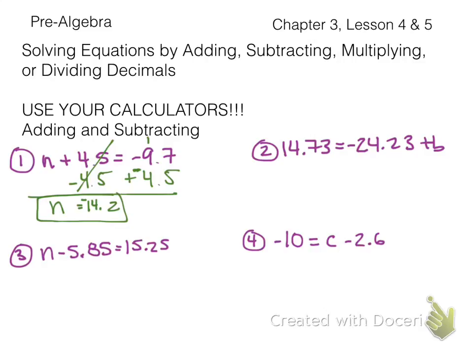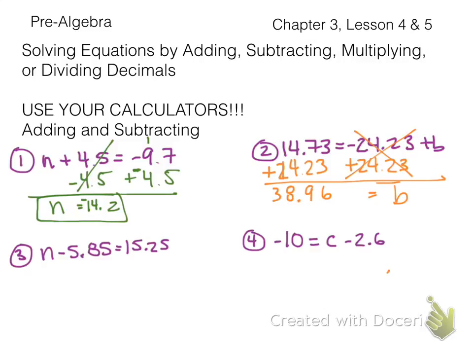For number 2, we have 14.73 equals negative 24.23 plus b. So we're adding a negative 24.23. So the opposite of that is adding 24.23. But what I do to one side, I have to do to the other. This is going to cancel out, leaving me b. Let's add it up. 3 plus 3 is 6. That's 9. Again, I'm not using a calculator, but I want you to use a calculator. Okay, so b equals 36.96.